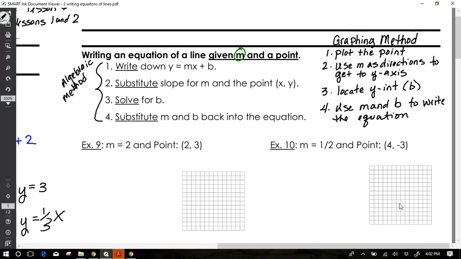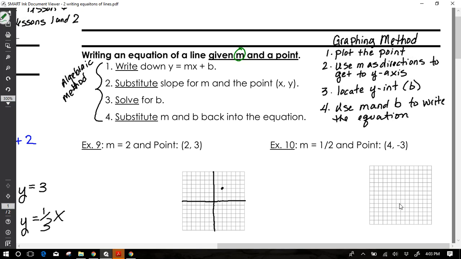So let's do example 9 together. I'm going to walk us through those 4 points, but we're going to do the graphing method. So let's go ahead and make our X and Y axis show up better. Okay. So example 9, I have a slope of 2 and I have a point, 2 comma 3. Step number 1 under graphing method says to plot the point. So let's go over to 2 and up 3 and plot the point.